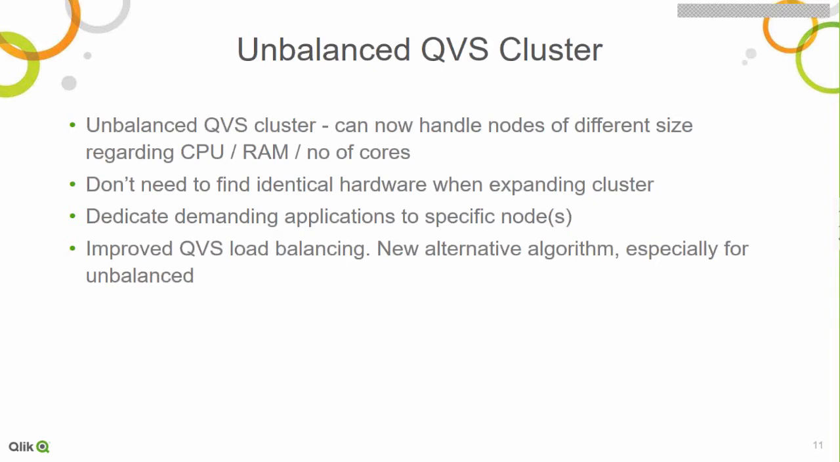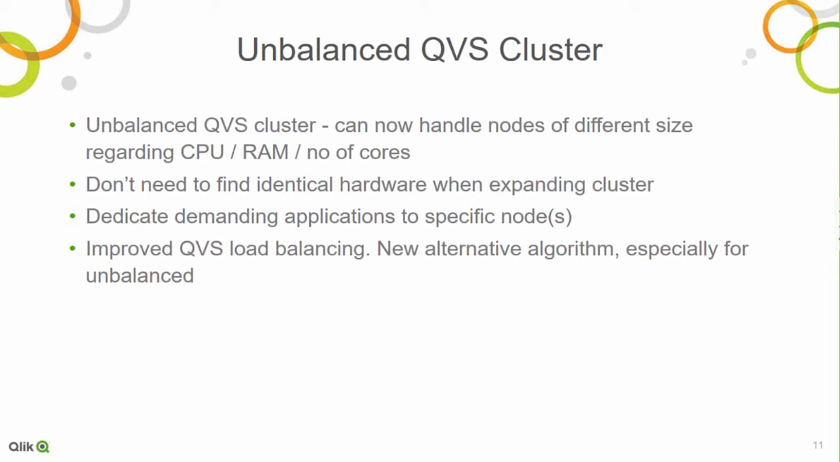This is more of a new feature then. We now support unbalanced QVS clusters, which basically means you can add hardware nodes to your cluster with different sizes of CPU, RAM, number of cores, and so on, which wasn't really possible before. You could do it, but it was difficult to manage your core usage, and the load balancing was not great when you did that. So that's good news, of course.